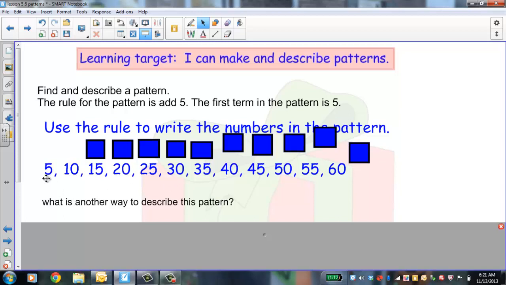And when I look at the tens place, if you imagine that the 5 has a 0 in the tens place, the tens place goes 1, 1, 2, 2, 3, 3, 4, 4, 5, 5, and if I continued, it would go 6, 6, 7, 7. So those are other ways to describe the pattern besides just add 5. All right, let's look at another pattern.